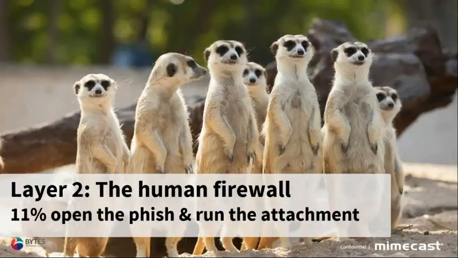So let's look at layer 2. This is the most important layer because you can have technology in there, but it's an arms race. As you come up with methods of stopping it, people come up with methods of avoiding it. Because 11% will open the phish and run the attachment, again, despite all the training. But think about HR. When was the last time you notified or trained HR not to open those CVs that are coming through, those job applicants?